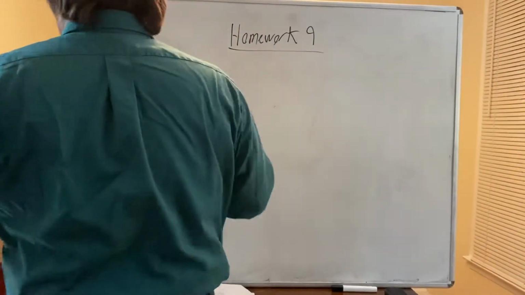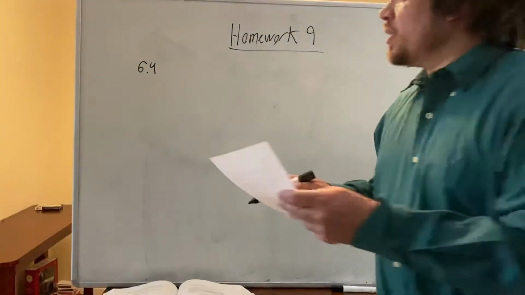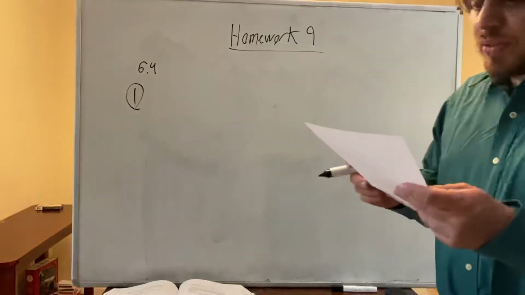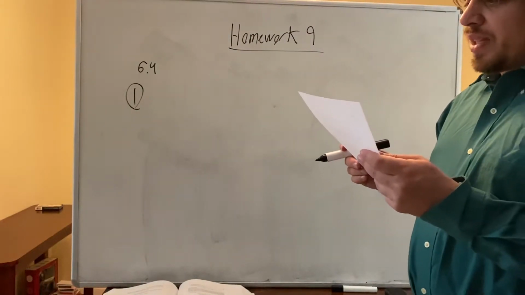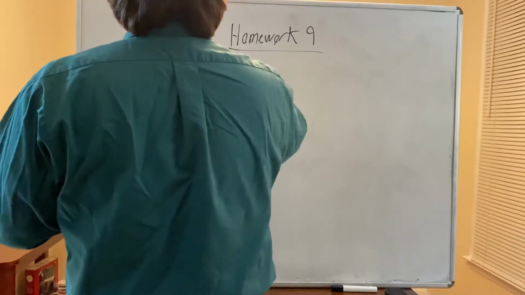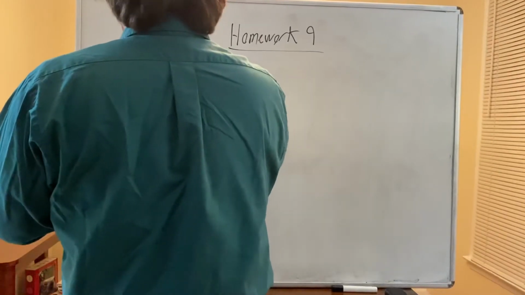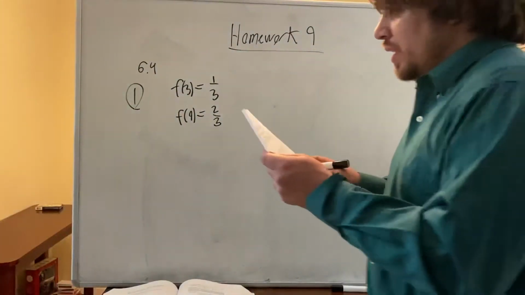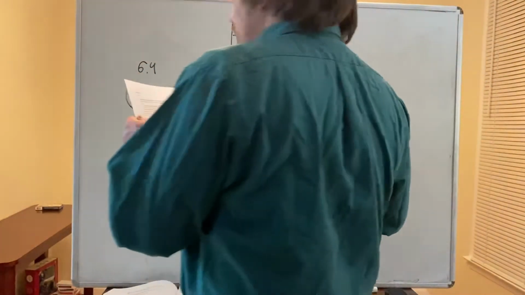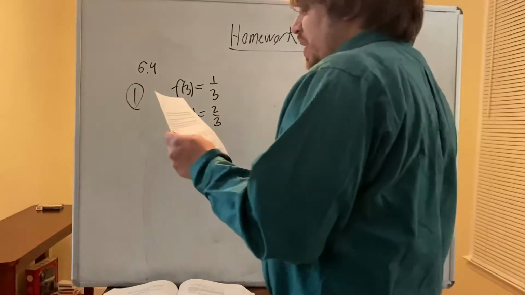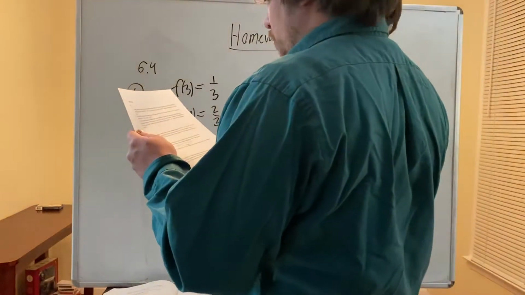So for 6.4, let's look at number 1. Let X be a discrete random variable with probability function f of x given by f of 3 equals 1/3 and f of 9 is equal to 2/3. Find E of X squared minus 2X plus 1, by first finding E of X and E of X squared and then applying theorem 6.4.